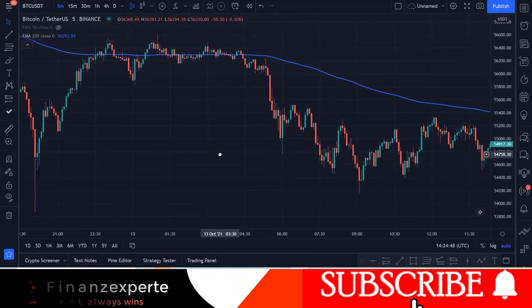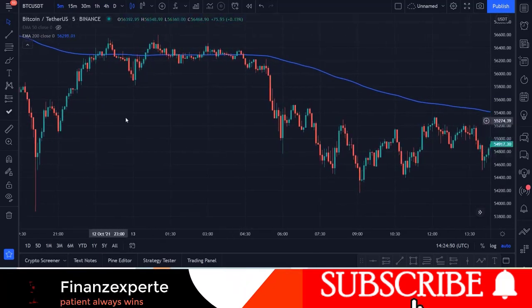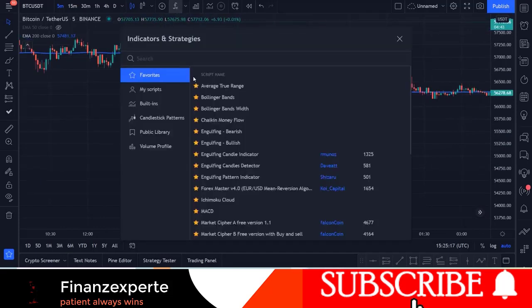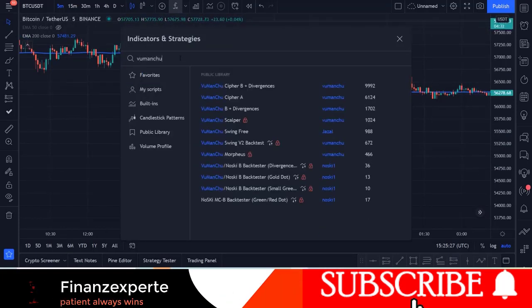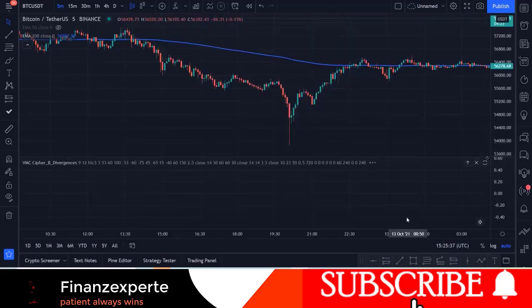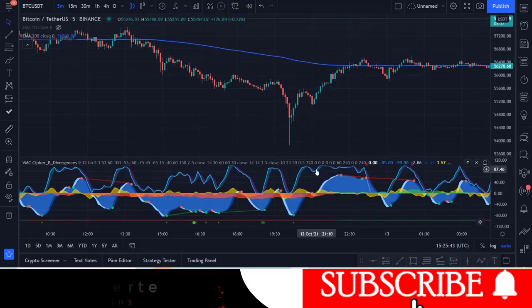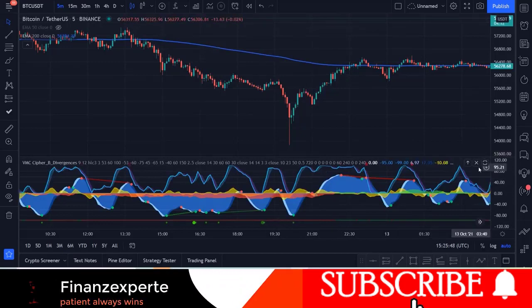The next step is to add the last indicator. Now first things first, let's go over to the indicator section here. If we type in Wu Manchu, we can see Wu Manchu cipher B plus divergences by the Wu Manchu. Put that up on your screen, and it's going to look like this.